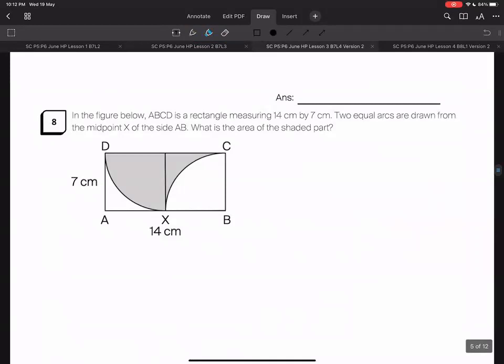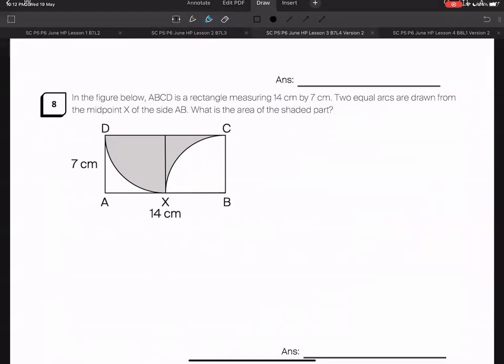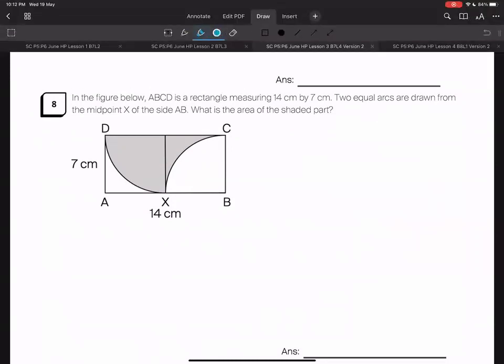In the figure below, ABCD is a rectangle measuring 14 cm by 7 cm. 2 equal arcs are drawn from the midpoint X of the side AB. What is the area of the shaded part? It's a midpoint X of the side AB, so it's right in the middle.